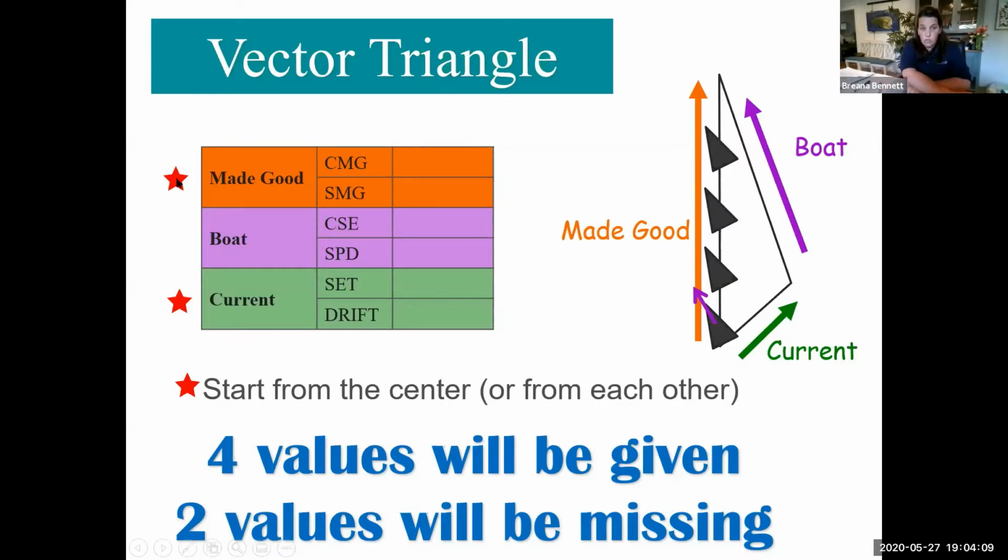The 2 ones that I have a star next to, those ones start from each other. You can see the current and the made good. Those are the 2 that are happening over ground. Those start from the center if you're using a tool, a plotter, or they just start from each other if you're doing it on the chart.